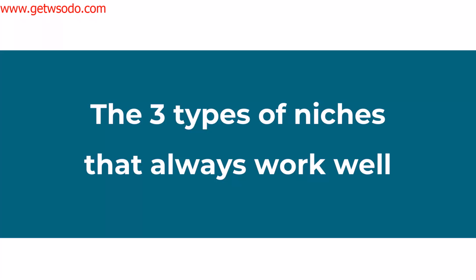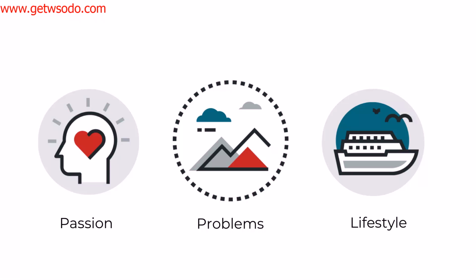Now, I know you want real life examples, so I'm going to get there in a second, but first of all, I want to tell you about 3 types of niches that always work well, pretty much always. Not every time, but very often. If you get in these 3 categories, you'll get a winner. And these 3 categories are passions, problems, and lifestyle. So let me give you examples of each, right?